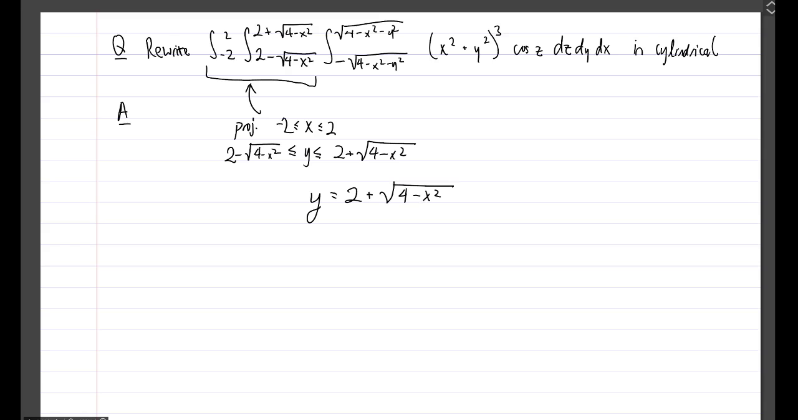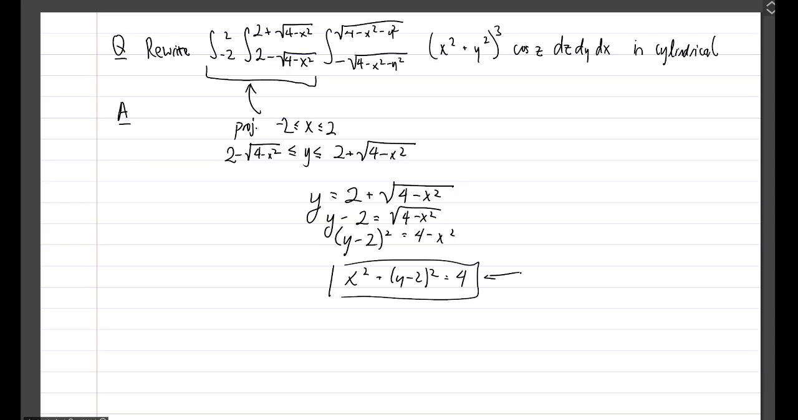Well, if we subtract 2 on both sides, y minus 2 is equal to root 4 minus x squared, then we can actually square both sides, and let's not work too hard on the left side. So how about y minus 2 quantity squared is equal to 4 minus x squared? Okay, take a look at this. Add x squared to both sides. You have x squared plus y minus 2 quantity squared is equal to 4. Yeah, so right here, this is the standard form for a circle of radius 2 centered at 0, 2, right?